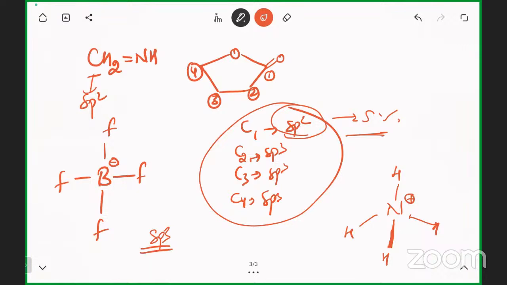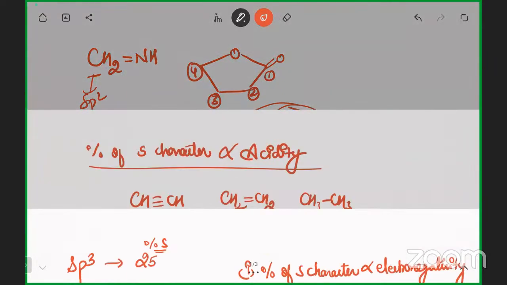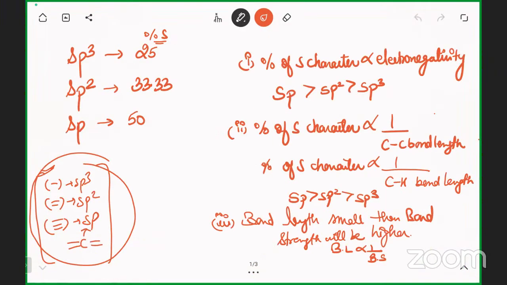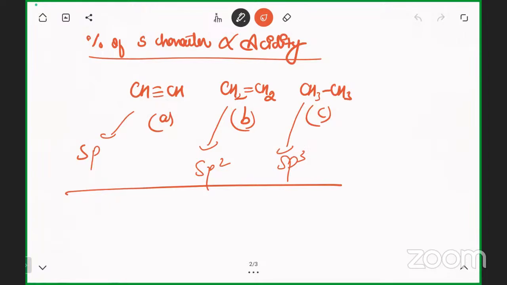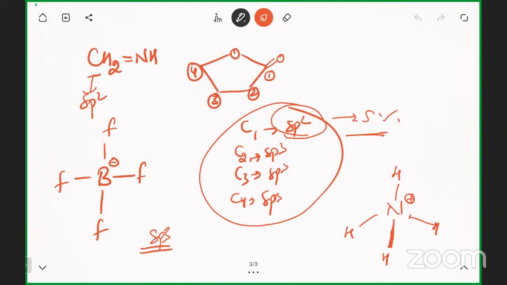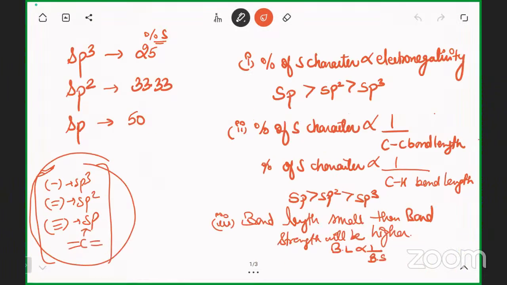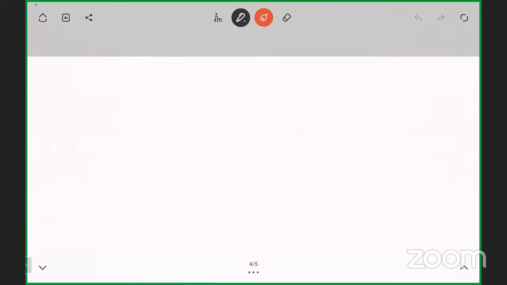So just remember S character. First thing, if S character is more, electronegativity of the compound is more. If S character is less, the bond length will be more. If bond length is increasing, the bond strength will decrease. And if percentage of S character is more, acidity will be more. So these are quite small things, not a big thing. Okay, let's move further with the classification we have done.